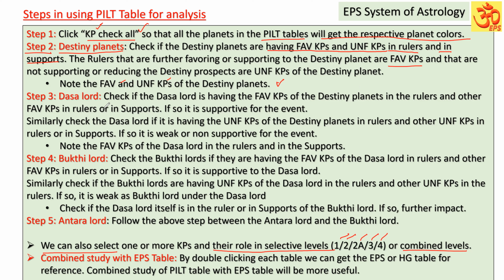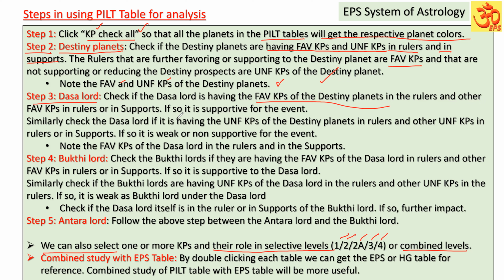Once we study the destiny, we know whether the destiny is good or bad, or which unfavorable key planets are making the destiny weak. All these things we are going to study. Once it is done, next we have to see the Dasa Lord. Which Dasa is running? Check whether the Dasa Lord has the favorable key planets of the destiny planets in the rulers, and other favorable key planets in rulers or in supports.